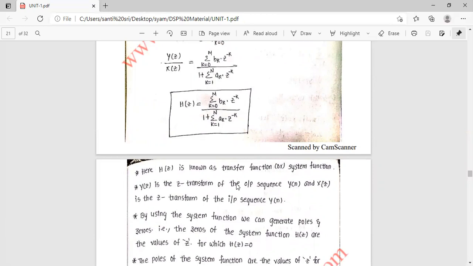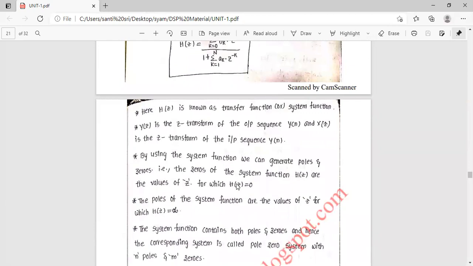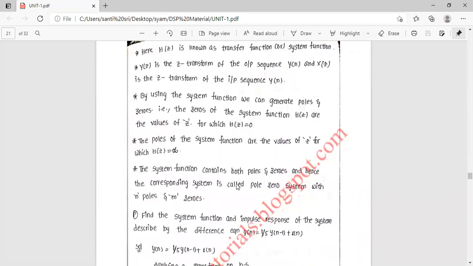Okay, right? By using the system function, we can find poles and zeros. The zeros of the system function H of z are the values of z for which H of z equals 0. The poles of the system function are the values of z for which H of z is infinity. The system function contains both poles and zeros, and hence the corresponding system is called a pole zero system with n number of poles and m number of zeros. So the system function represents the pole zero system. It is the ratio of poles and zeros. Okay, this is about the system function.